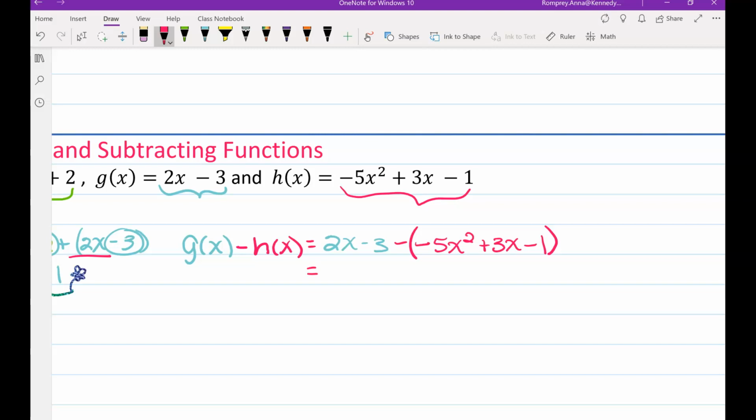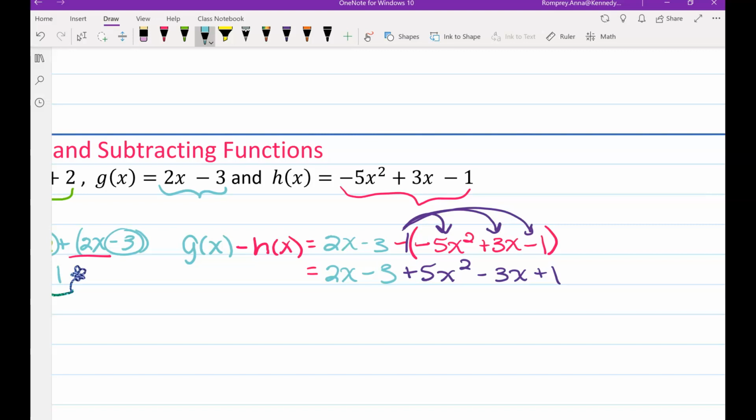Okay, so now all we have to do is simplify. So 2x minus 3 minus all of the h of x. So what are we going to do first? Well, when simplifying, let's start with that distributing. So I have, what am I going to distribute? A negative or a negative 1? So negative 1 times negative 5x squared, positive 5x squared. Negative 1 times positive 3x, negative 3x. And again, negative 1 times negative 1, positive 1. Okay, so we have 2x minus 3 plus 5x squared minus 3x plus 1.